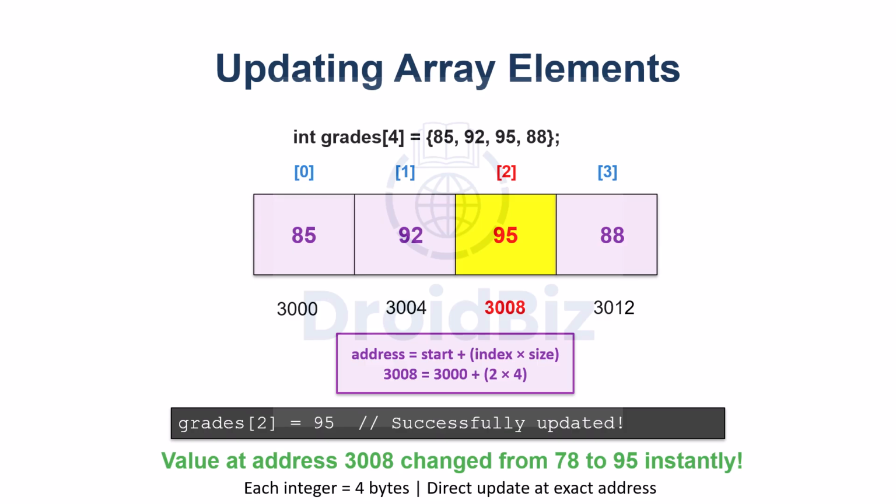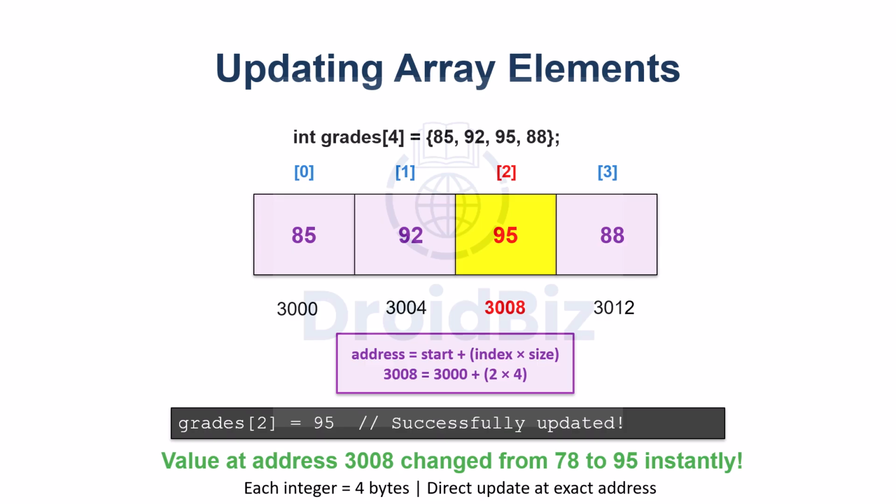Here, 3000 is our starting address, 2 is the index we want to update, and 4 is the size of each integer in bytes. So, 3000 plus 8 equals 3008. The computer went directly to address 3008, just like in the access operation, and replaced the old value 78 with the new value 95. This update operation is also very fast, taking constant time, or big O of 1.